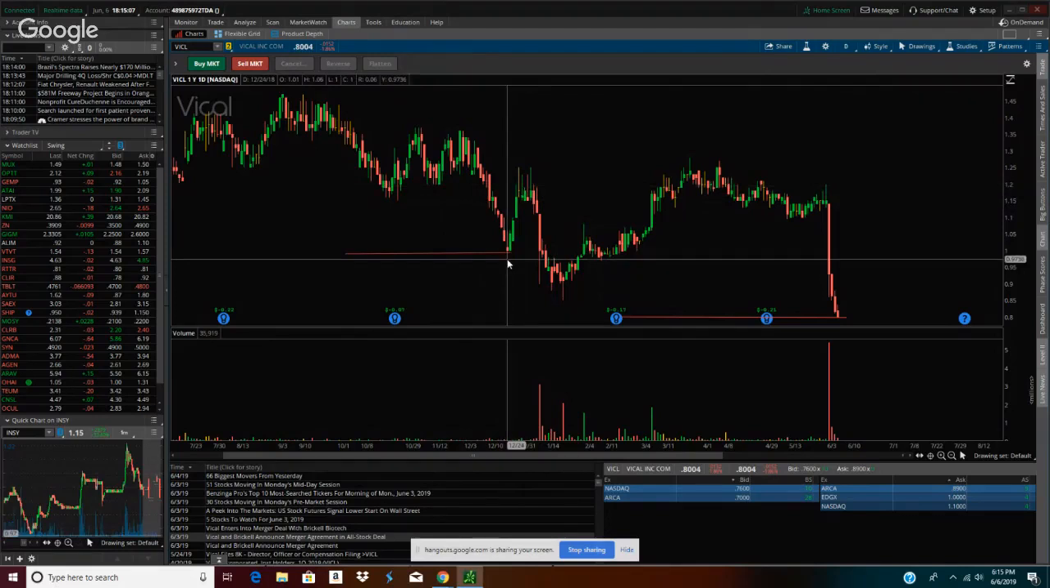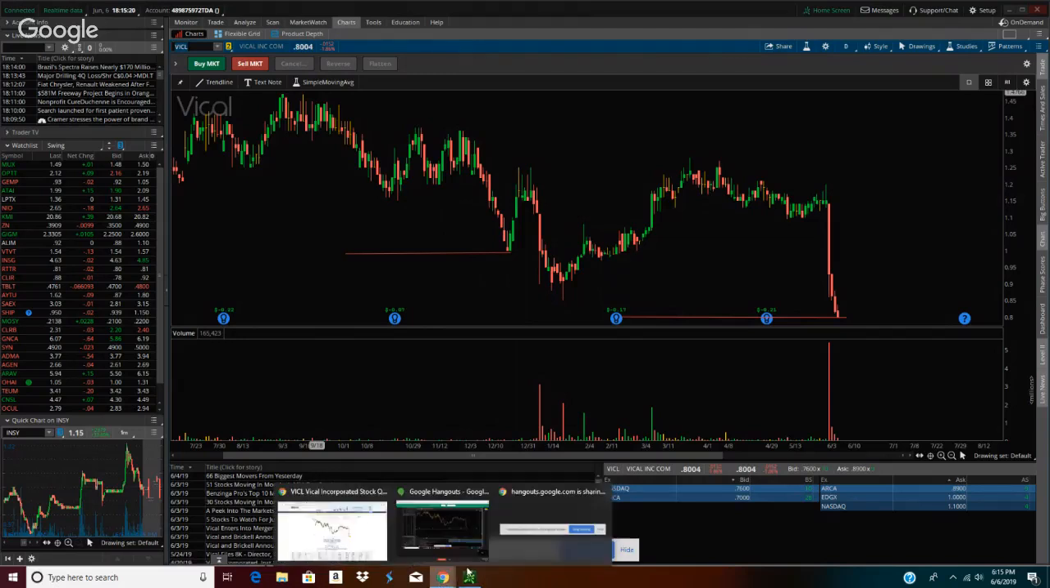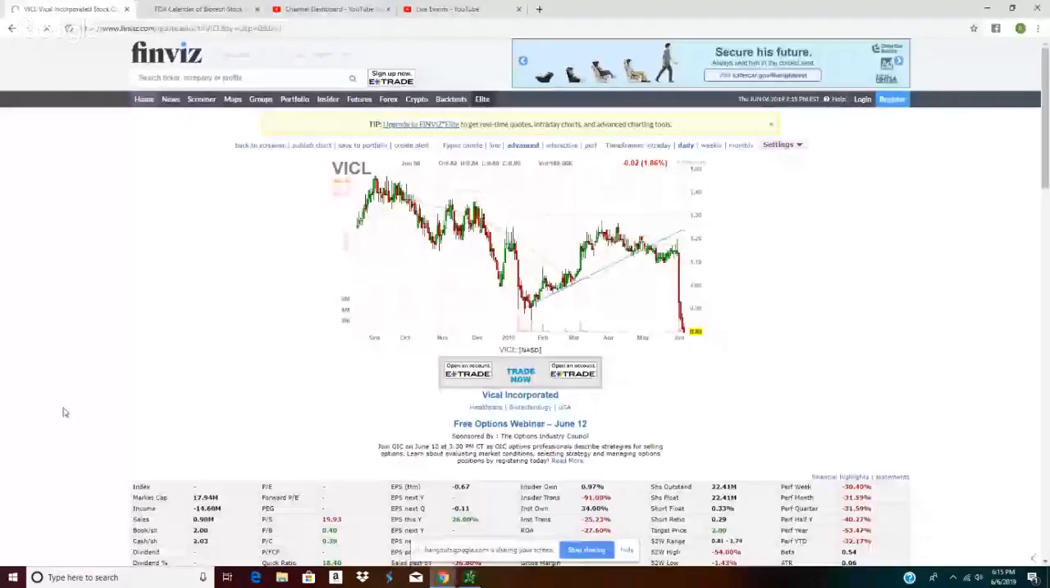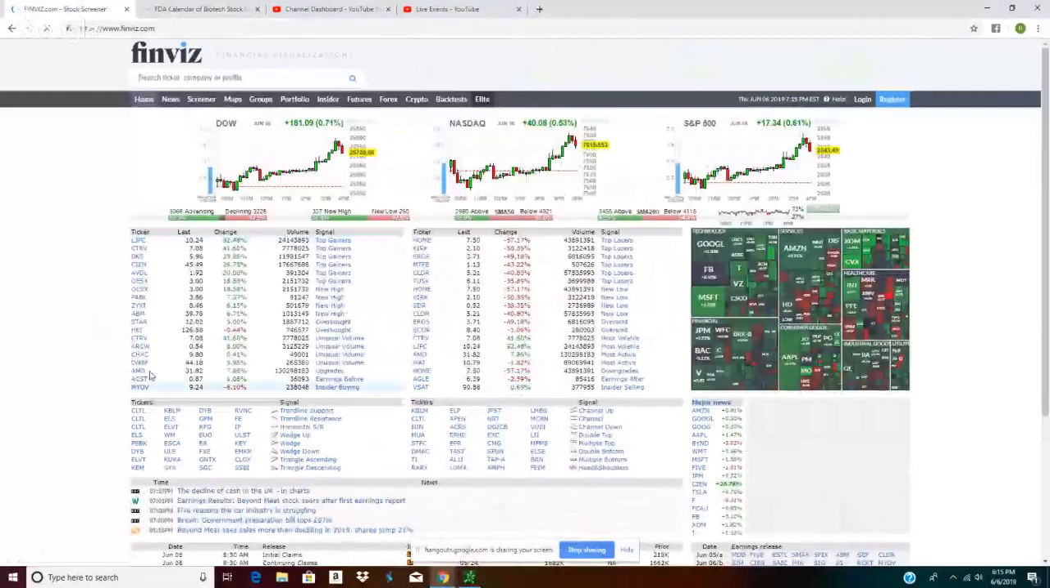Let's go over here to, what is that? The ticker that we traded today. We could go ahead and see which one it is over here on FinViz. You go to FinViz Home, and on the home screen it'll show you all the stocks that are up today. Oh man, it's not on there anymore. It got taken out.